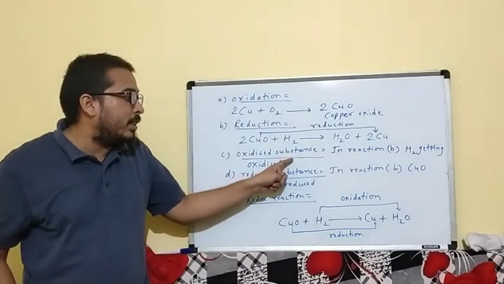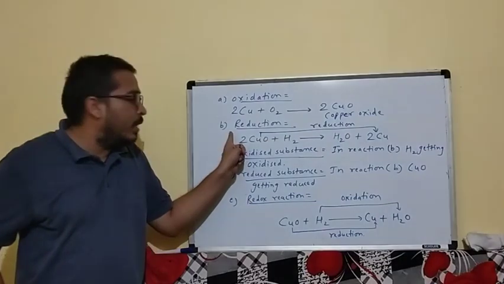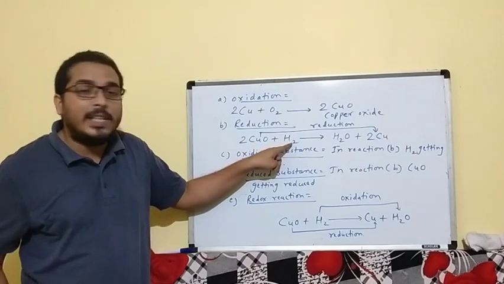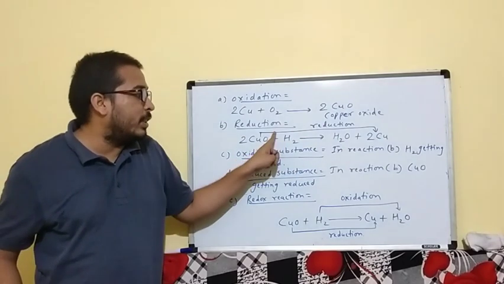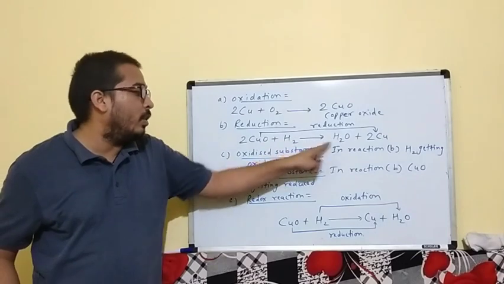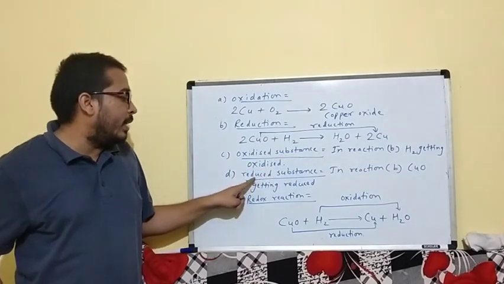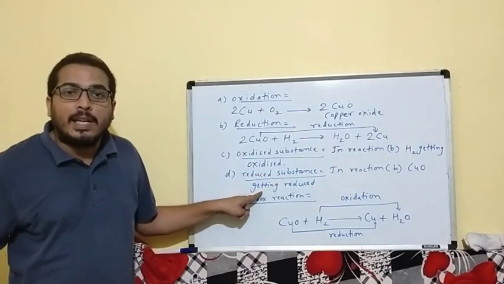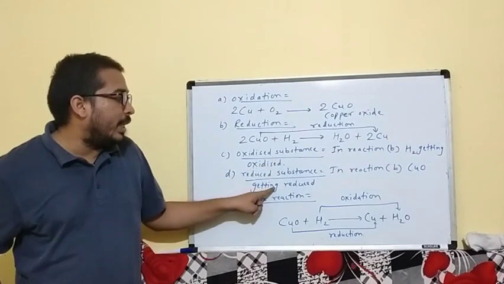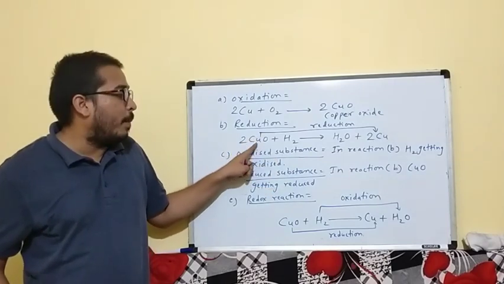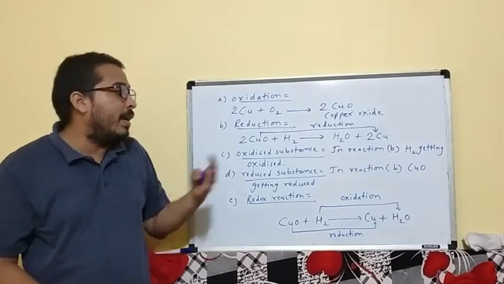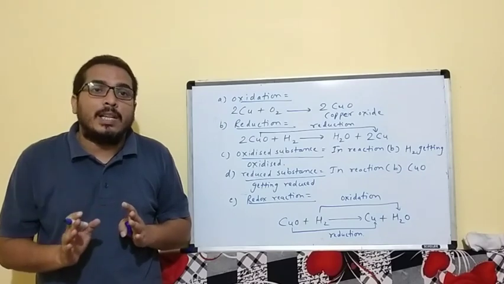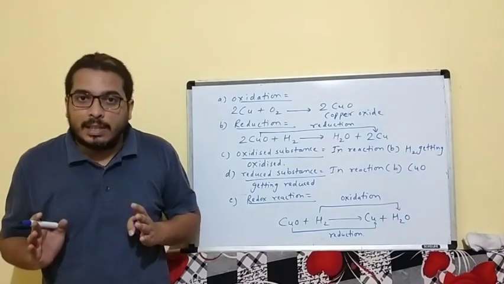Next, oxidized substance. In reaction B, hydrogen is getting oxidized, because hydrogen is gaining oxygen from copper oxide. So it is oxidized. And reduced substance, in reaction B, copper oxide is getting reduced. So we can say that in this reaction, copper oxide removes oxygen, and we know that if any substance loses oxygen, then it becomes reduced, and the reaction is called a reduction reaction.